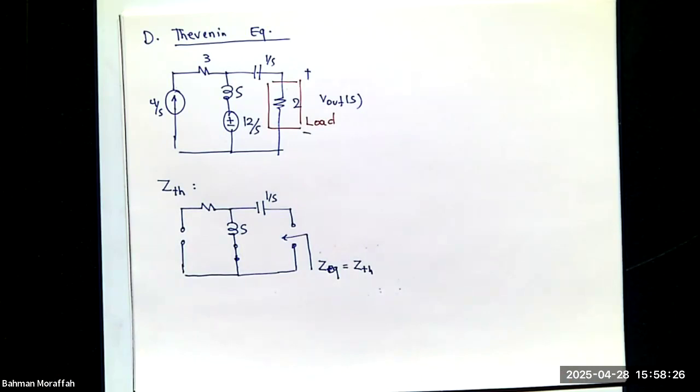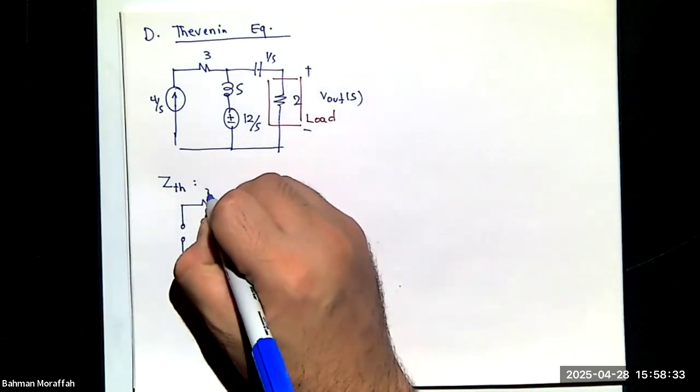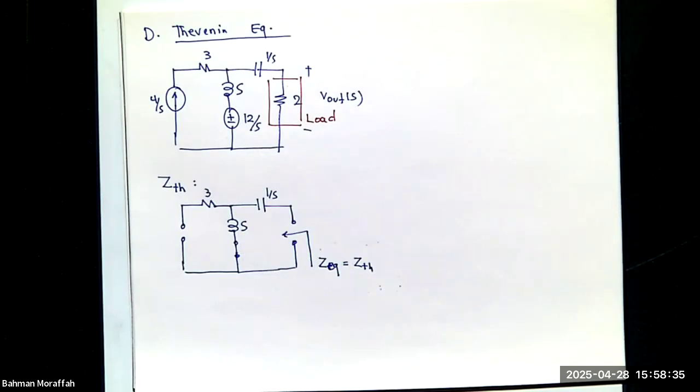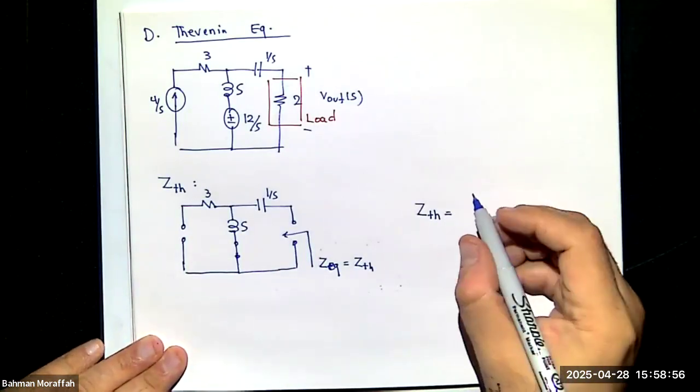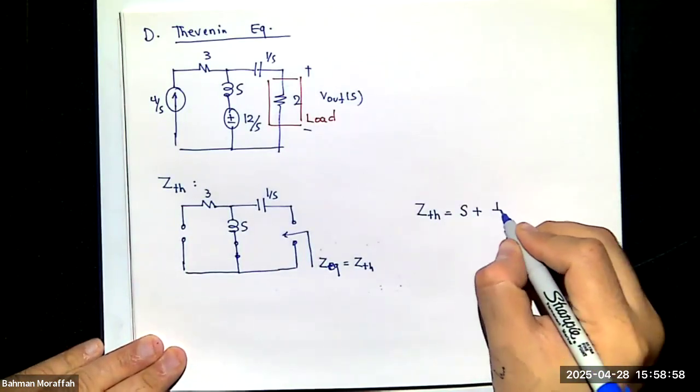What is my Z Thevenin? Well, remember, this is open. If this is open, this portion is completely gone. Then what is my Z Thevenin? Yeah, these two in series. So my Z Thevenin is S plus 1 over S.